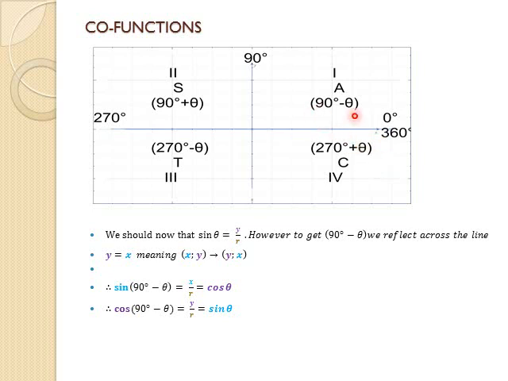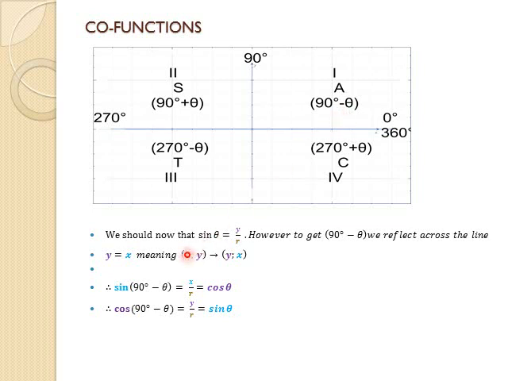So in the first quadrant, 90 minus theta. Second quadrant, 90 plus theta. Third quadrant will be 270 minus theta and 270 plus theta. You'll see now why we call it co-functions. Remember, cos is cosine, and it's a co-function of sine.